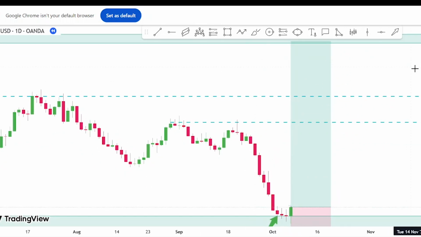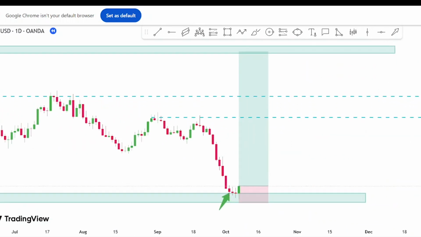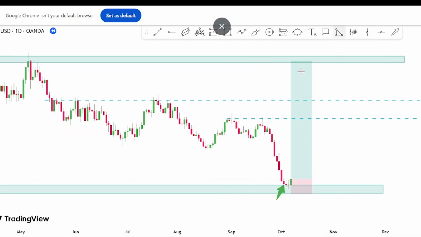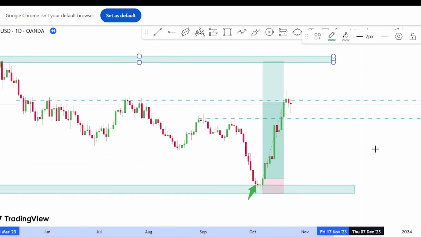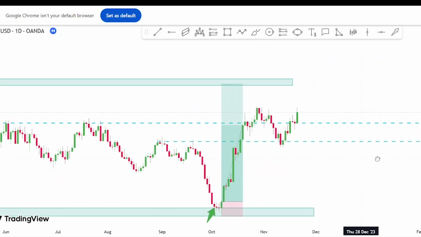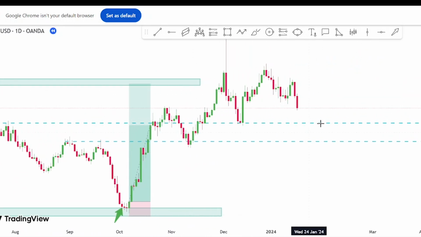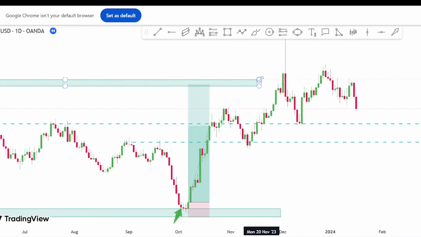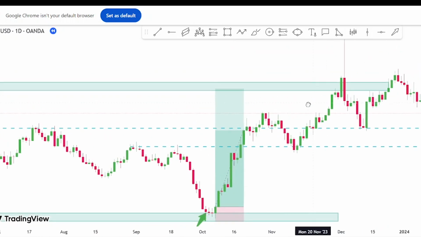So let's see what happened with this trade, if we got the target and take some profit from this trade. Okay, we moved up and up, rejecting from this area, and then we got to our target. So now you can see the market moved from the low to the high, and the target was from the highest point, that is a resistance.